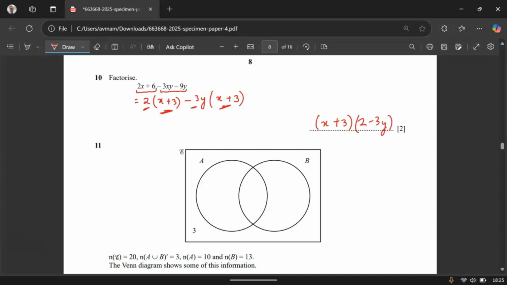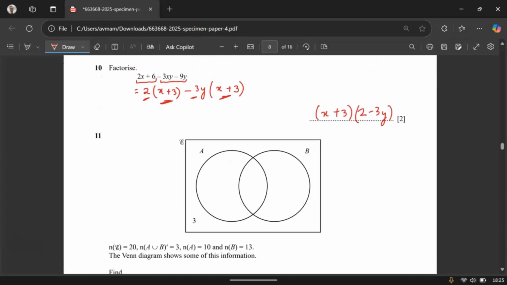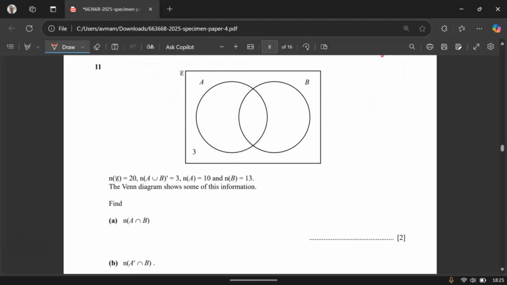And that's that. Let's look at question number 11. The number of elements in the universal set is 20. The number of elements in A union B prime is 3. The number of elements of A is 10, and the number of elements of B is 13. The Venn diagram shows some of this information, which is right over here. Part A, find the number of elements in A intersection B.